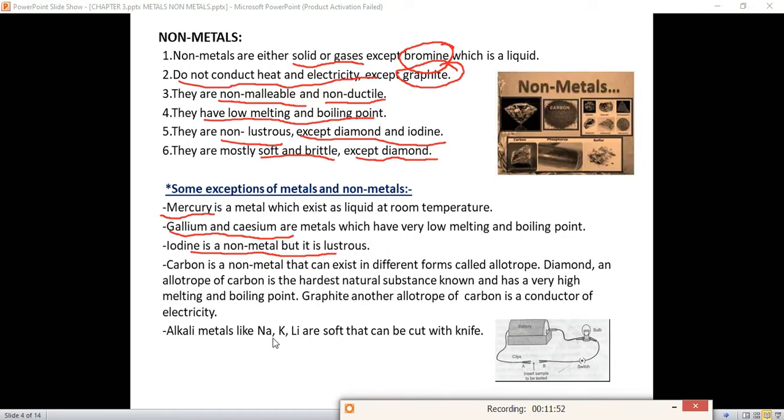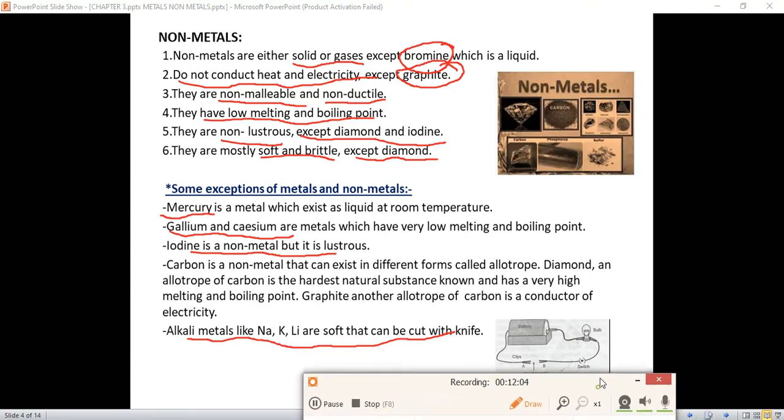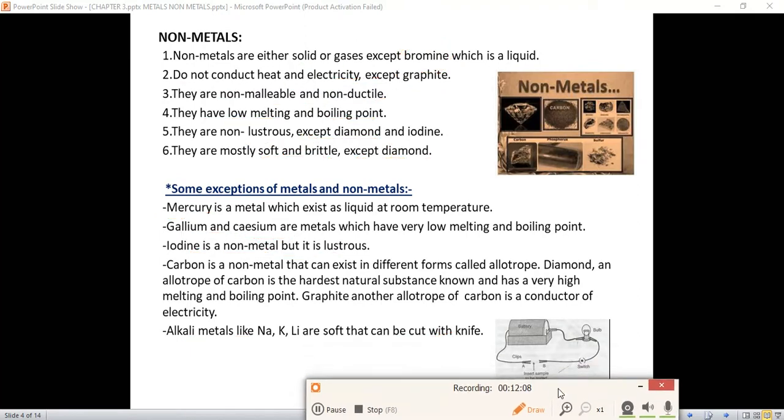Alkali metals like sodium, potassium, lithium are so soft that they can be cut with a knife. Okay, these are very soft in nature and they can be cut with a knife. So you should remember these exceptions so that you can write them in your exams if questions come. You have to remember that carbon has three allotrope forms: one is diamond, another is graphite, and the third is Buckminster fullerene.